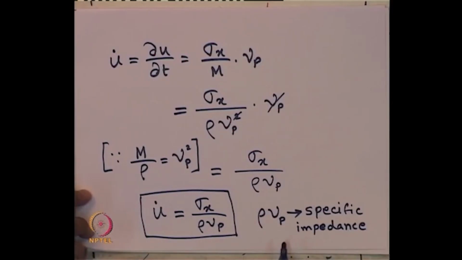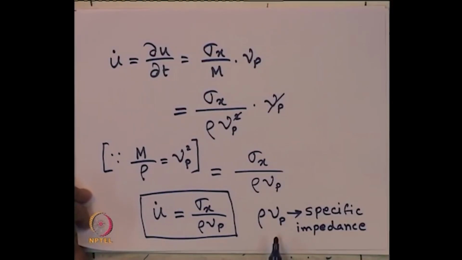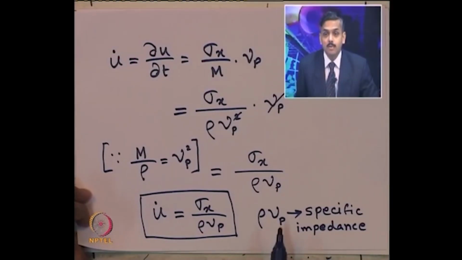We will see that this velocity depends on what type of wave is propagating. When it is a longitudinal wave, that is P wave, we will call it P wave or longitudinal wave velocity. If it is some other wave, as we have seen, the torsional wave or shear wave, then it will come as V s.